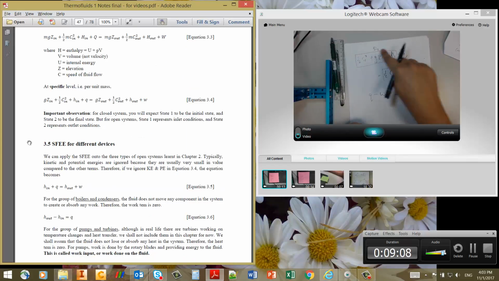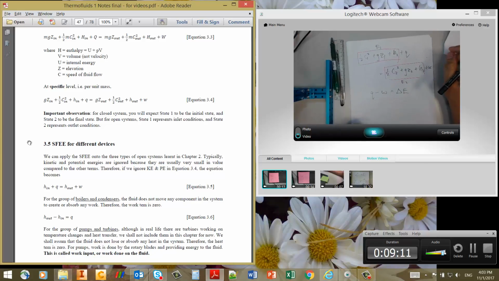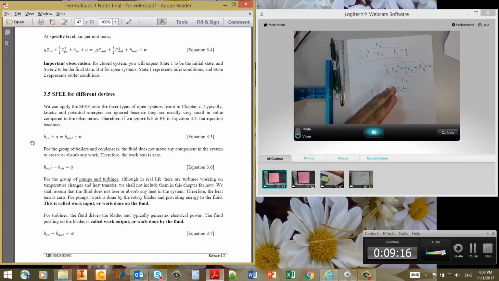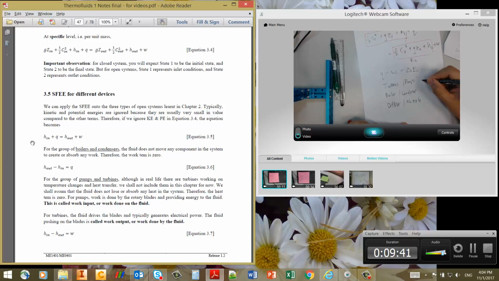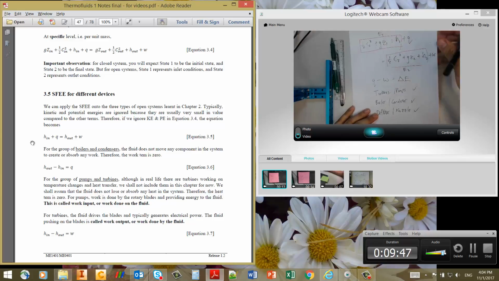So this equation is long, but there is always a way to simplify it even further by looking at what device, what open system, we are actually looking at. Like I have mentioned previously, you have turbines and pumps, boiler and condenser, and diffuser and nozzle. With each type of device, there are certain assumptions that you can actually make.